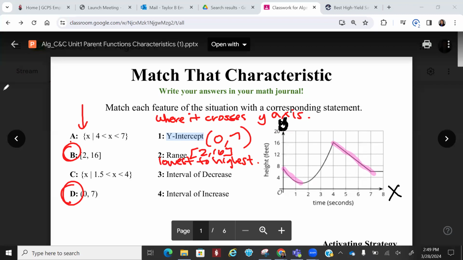Let's look at our x values. So our x values are what? From zero. So when does that stop? So 1.5. And then when does it start? 4. And then how long does it go until? We're just looking at the x values. Okay. So from 4 to 7, it's decreasing. So at 7, we should put parentheses. So that's A. So from 4 to 7, it's decreasing. And then for increasing, we went from 1.5 to 4. So that's C.